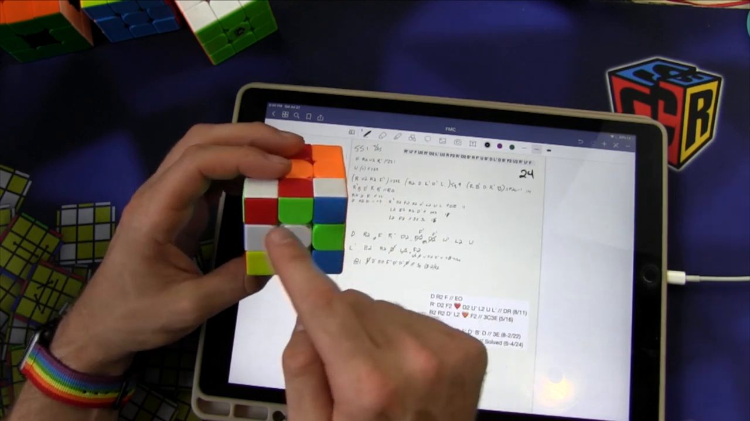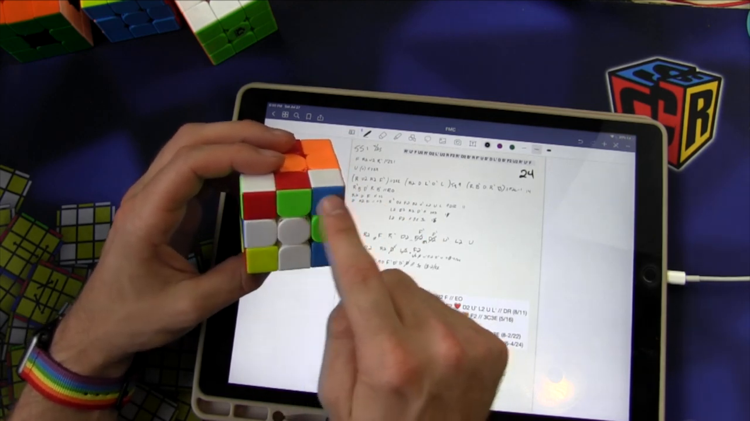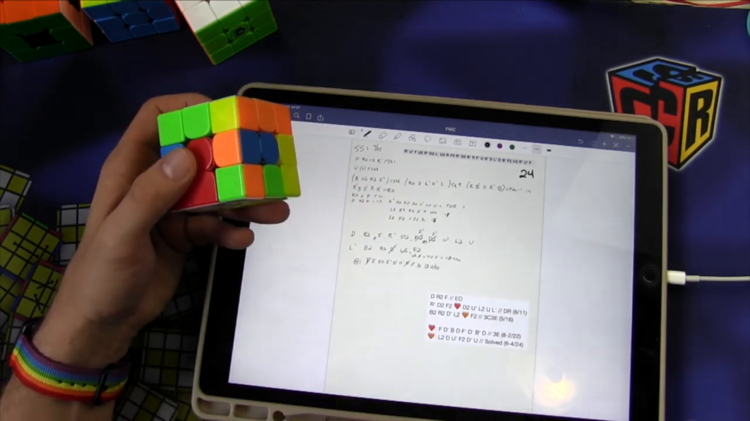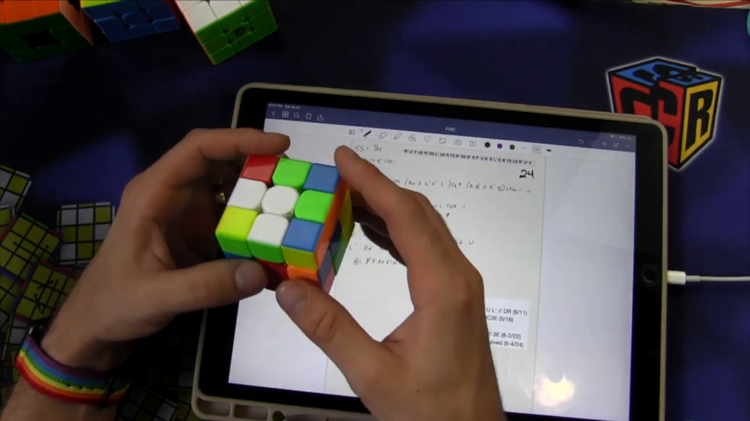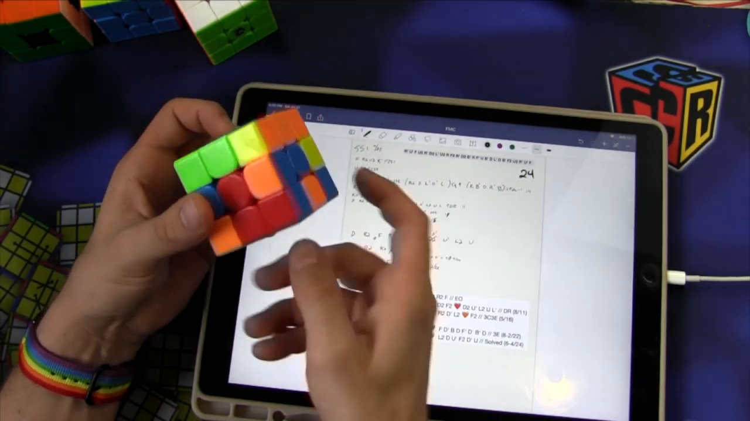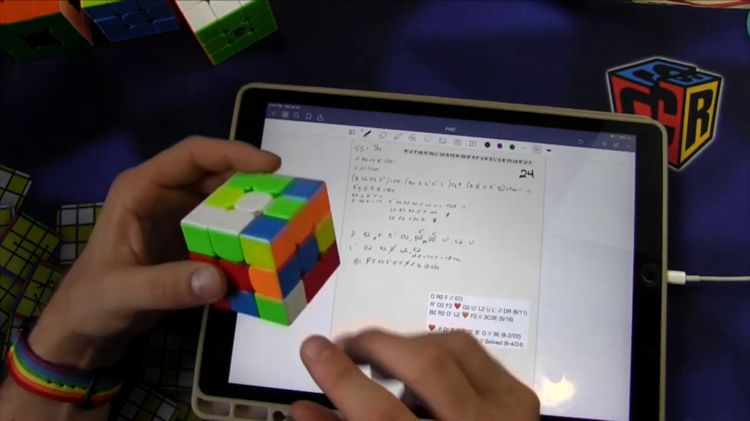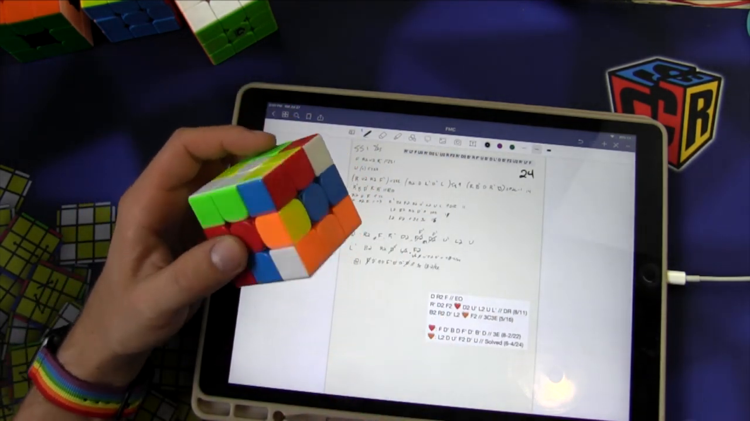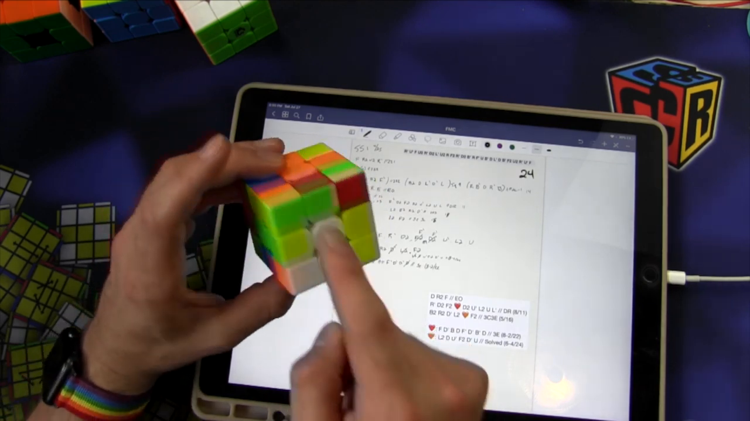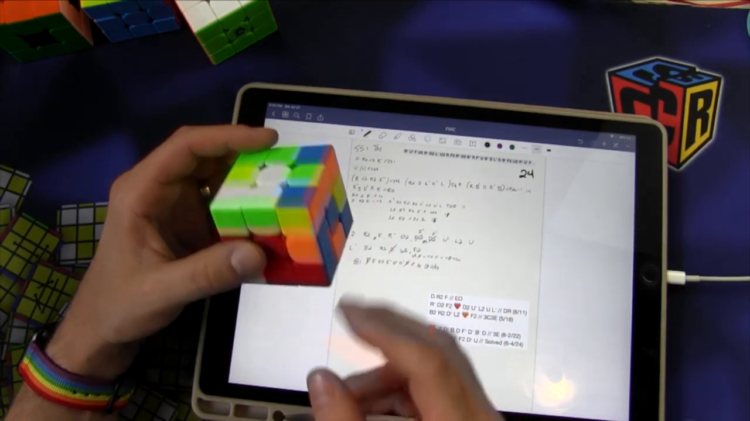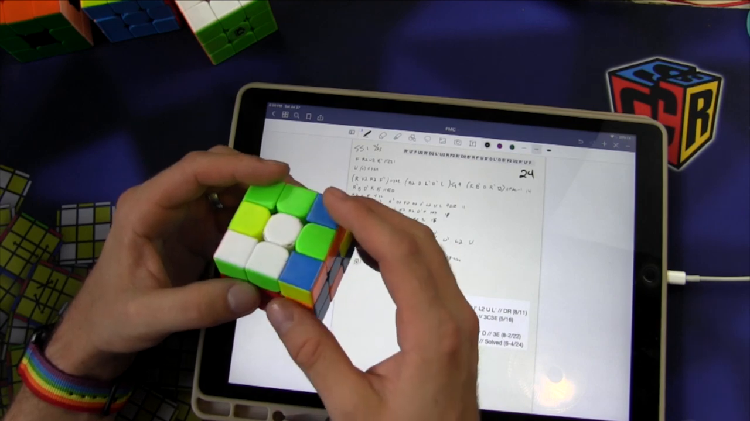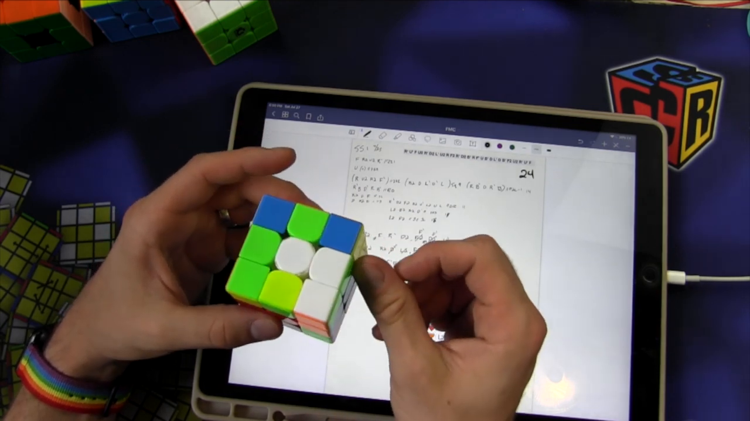So I need to get a corner here and then a corner also connecting to this one. And so what I did was took this corner and did D2, F2, and that lined it up there. Could just do D, B2, and that lines it up. But the problem is that kicks that edge out of place, which is not where we want it to be. So what I did was D2, U prime.